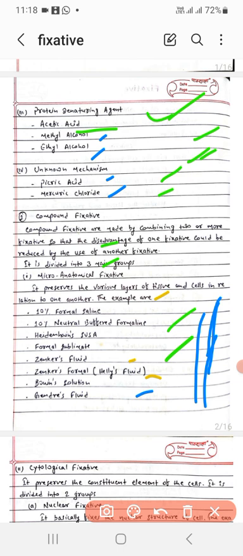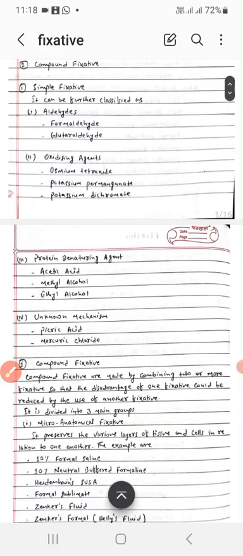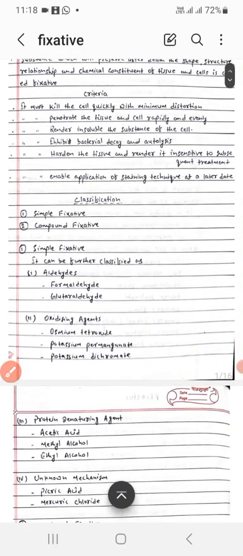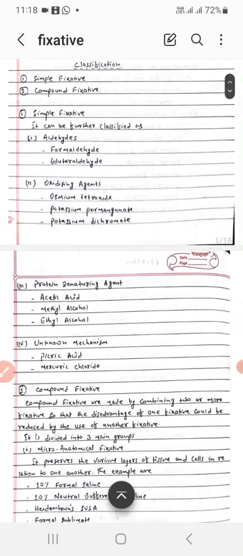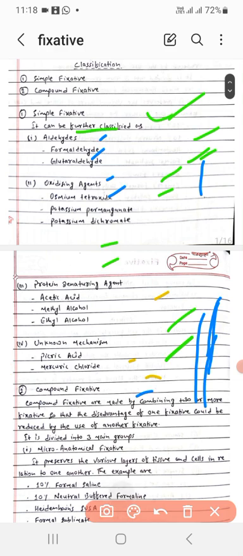Now once again, let us revise. Under simple fixative there are aldehyde, oxidizing agent, protein denaturing agent, and unknown mechanism. Simple fixative.